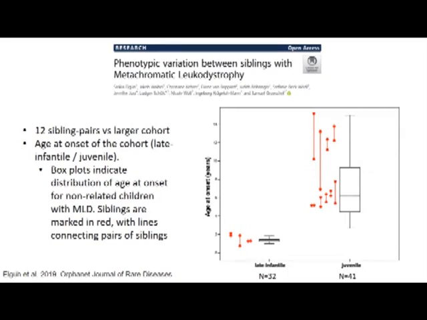In the juvenile group, this is not true. Within the juvenile group, there's a broad spread of when individuals are presenting, but even within a family, again, the dots connected by the red lines, you can see that there's a lot of difference between individuals within the same family and when they begin to have symptoms of disease.